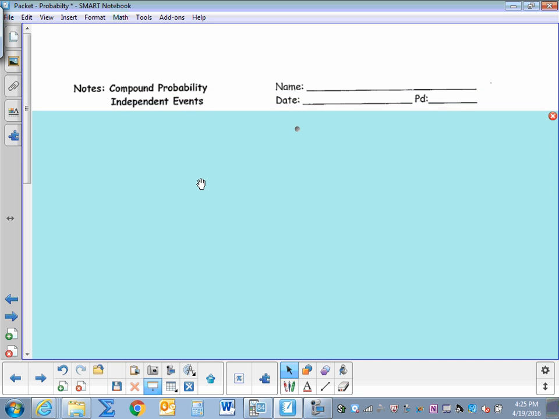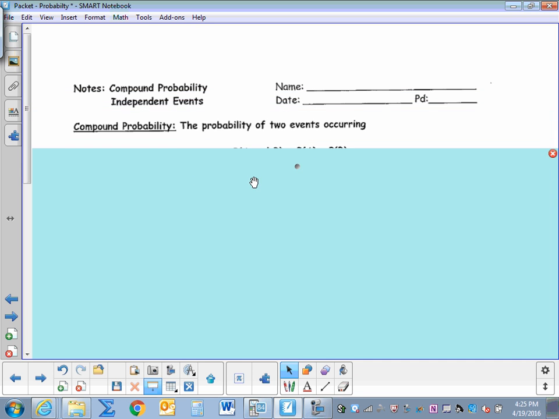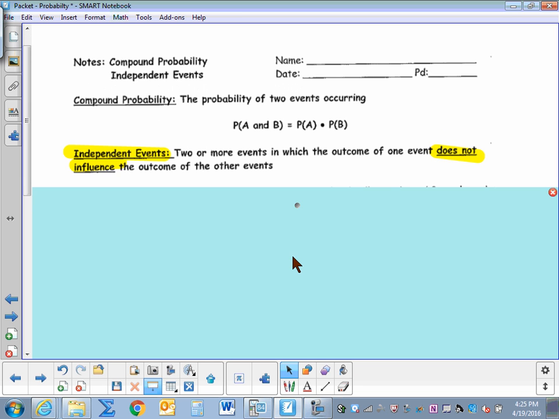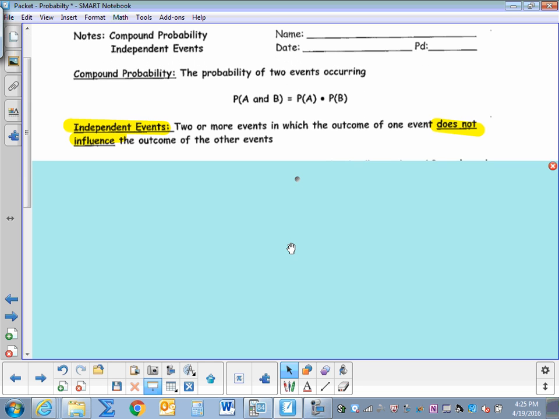Compound probabilities, independent events. A compound probability is the probability of two events occurring. The probability of A and B is equal to the probability of A occurring times the probability of B occurring. Independent events are two or more events in which the outcome of one event does not influence the outcome of the other event.